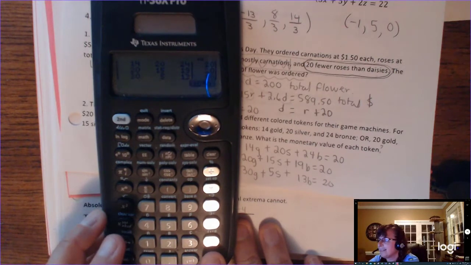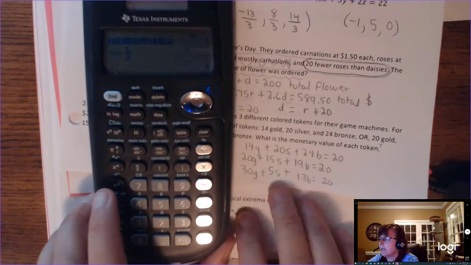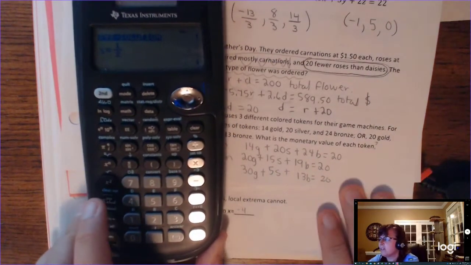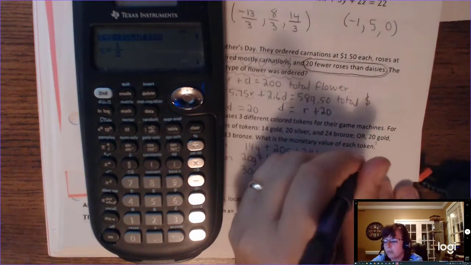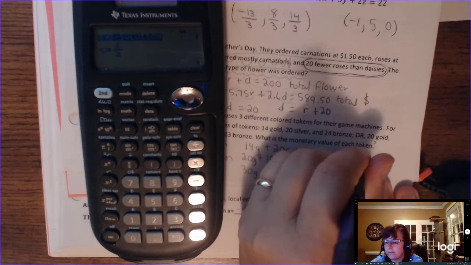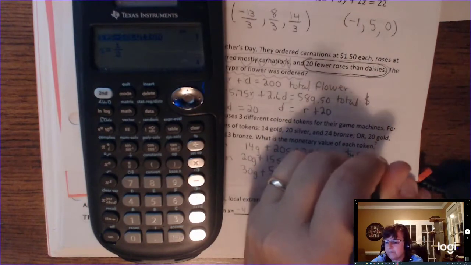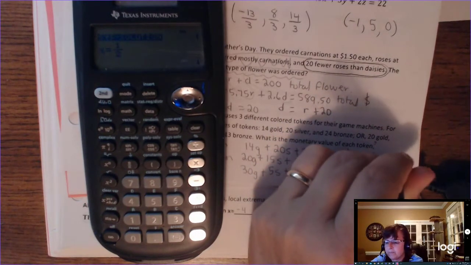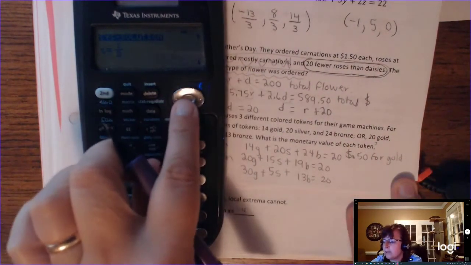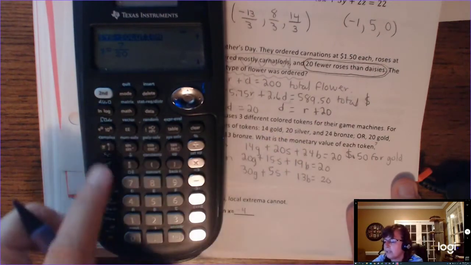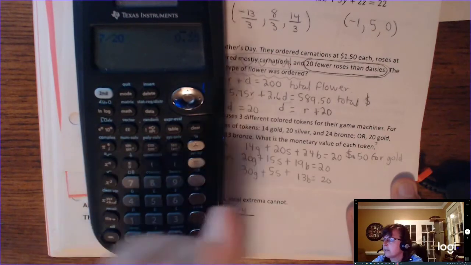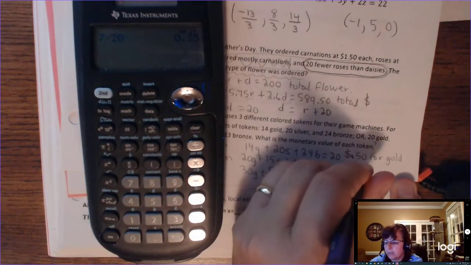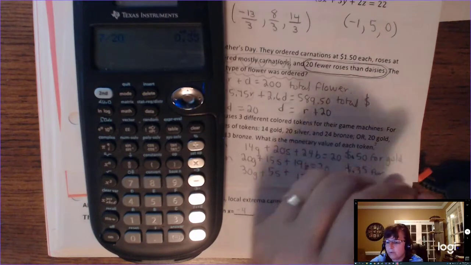Alright, and it says X, but G is in my X spot, and it says 1/2. Well, we're talking about monetary value, so this is one where I would want to change it to decimal, so that's 50 cents for gold. Alright, let's go down. The next one would be silver. 7/20. What is that? 7/20 is 0.35 for silver.